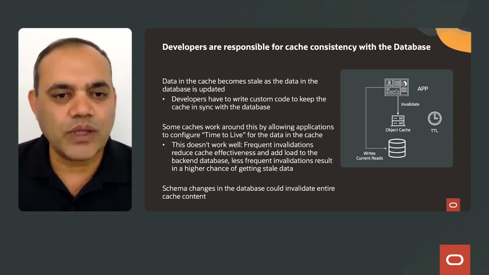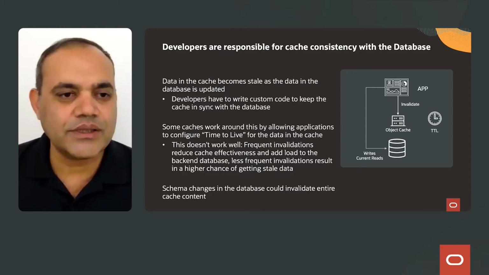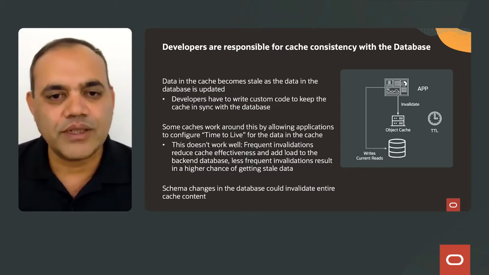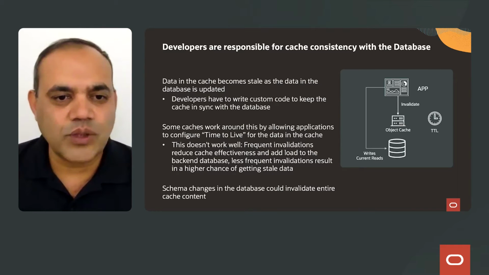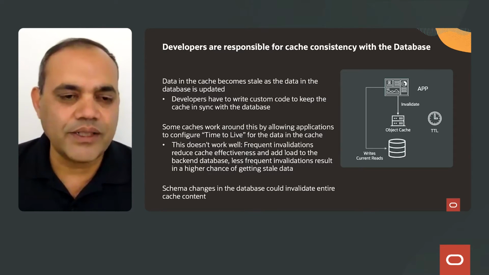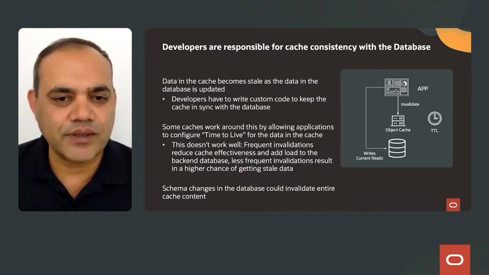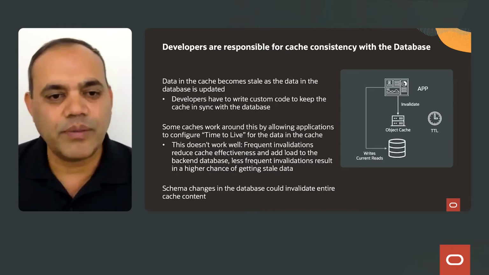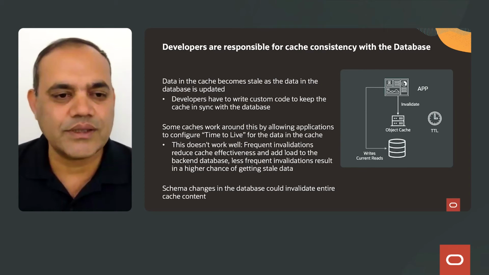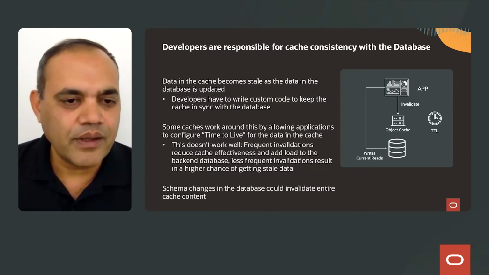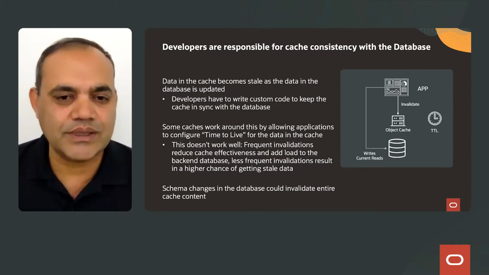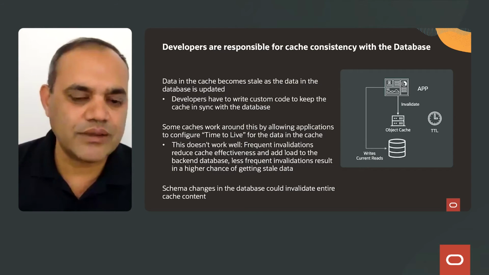Some caches work around this by allowing applications to configure time to live for the data in the cache. This doesn't work too well. Frequent invalidations reduce the cache effectiveness and add load to the backend database. On the other hand, less frequent invalidations result in higher chance of getting stale data. Additionally, any schema change in the database can invalidate the entire cache content.